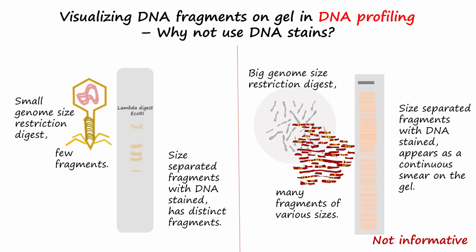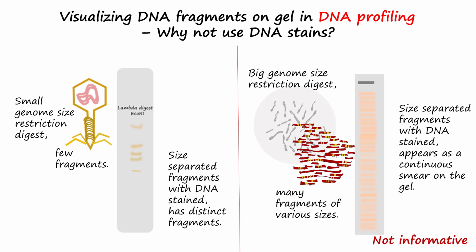However, for organisms which have big genome sizes, such as humans, whose genome size is approximately 3 billion base pairs, the digested genome consists of many fragments of the same and varying sizes. Thus, electrophoresis and staining of the digested DNA yields a continuous smear on the gel, which is not informative.